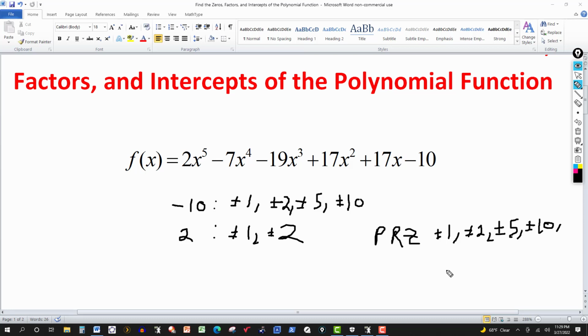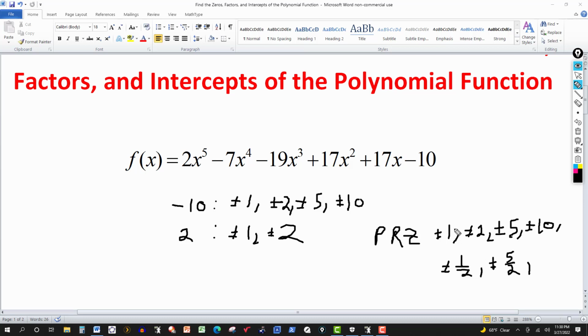So plus or minus 1 divided by plus or minus 2 would be plus or minus 1/2. And then plus or minus 2 divided by plus or minus 2 is plus or minus 1, we already have it, so we don't have to list it. Plus or minus 5 divided by plus or minus 2 would be plus or minus 5/2. And plus or minus 10 divided by plus or minus 2 is plus or minus 5, which we already have. So if this has any rational zeros, it would have to be one of these. We have a fifth degree polynomial, so at most we would have five distinct real zeros, if it has any.